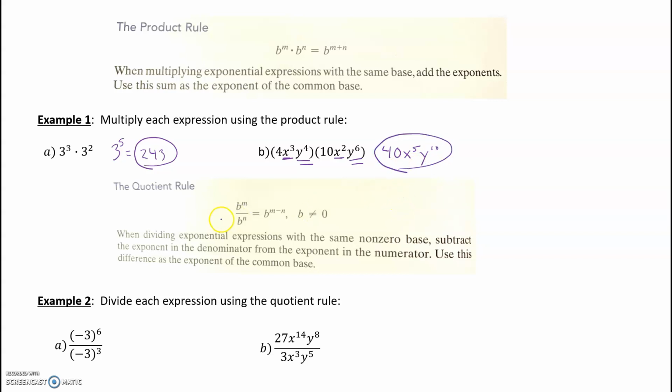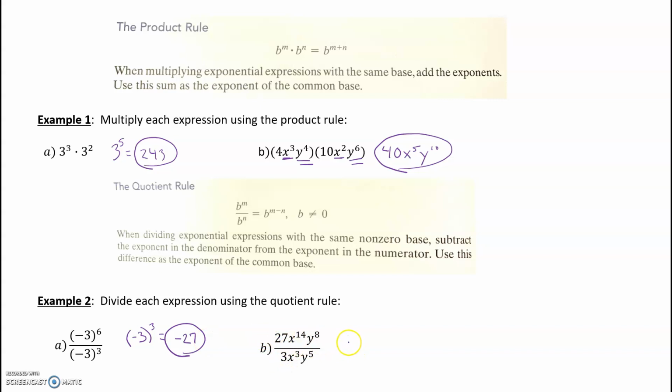And we're done. Moving on, quotient rule. So product rule was multiplying, quotient rule is dividing. So multiplying, you add your exponents. Dividing, you subtract your exponents. So looking at this example A, we're going to have -3. Right? They have the same base, that -3. And we're going to subtract our exponents. 6 minus 3 gets me 3. So -3 cubed, -3 times -3 times -3 gets me -27. So when you're dividing, subtract your exponents.